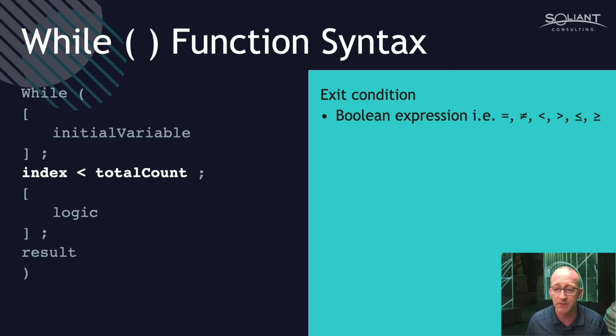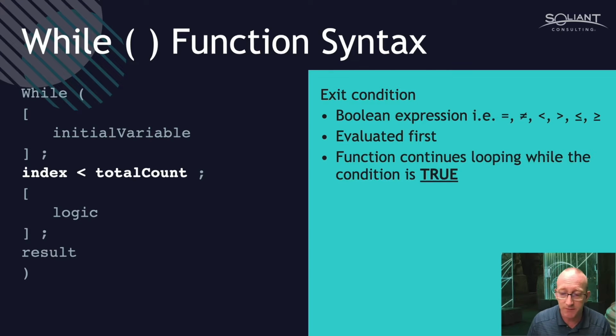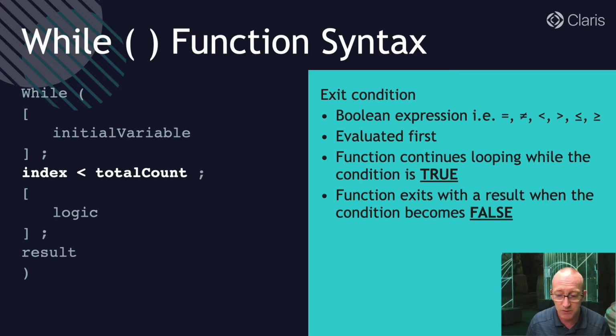So we'll take a step back here now and look at the exit condition. And what that does is obviously that's a Boolean expression, so you can use whatever Boolean operator to get you the result that you need. It is evaluated first as indicated by its placement here. The function continues looping while this condition is true, which of course means that the function is going to exit with the result when that condition becomes false.